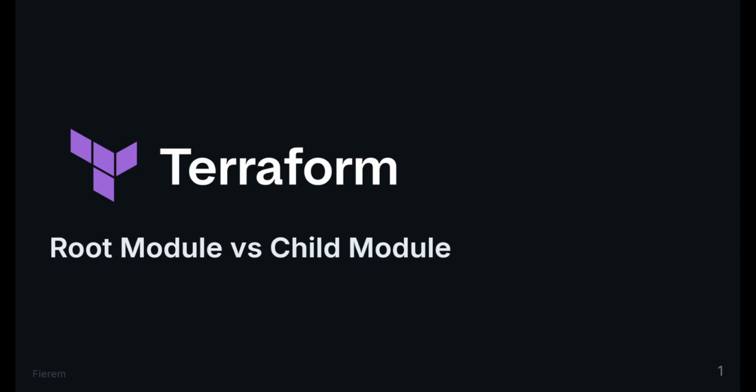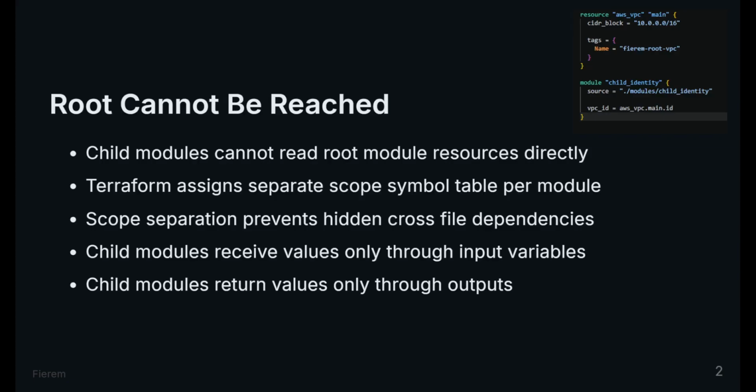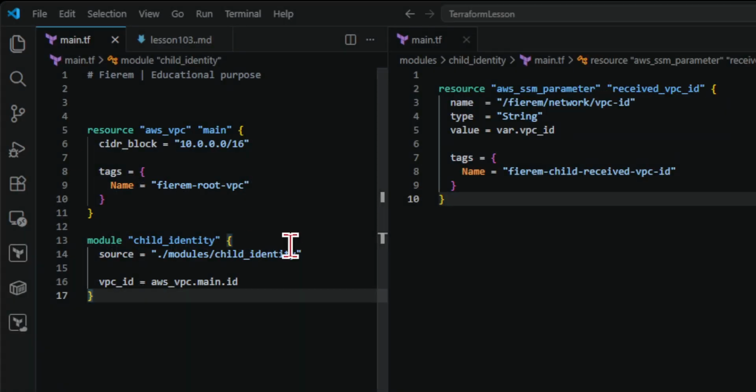Root module versus child module. A child module cannot directly read resources declared only in the root module. Terraform treats each module as a separate scope with its own symbol table. By separating scopes, Terraform prevents hidden dependencies between unrelated files.